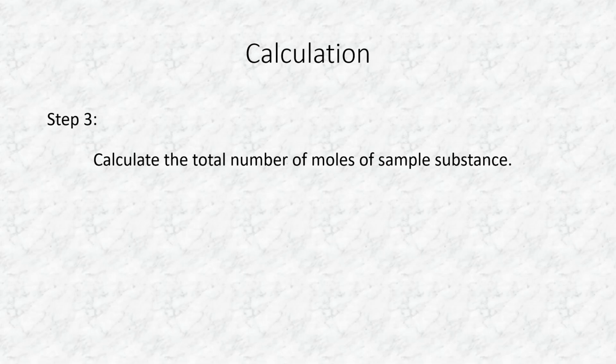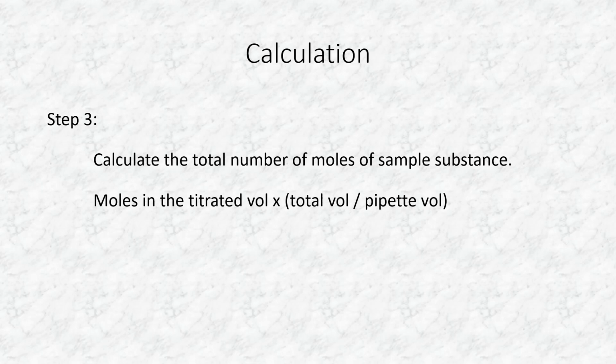The next step is to calculate the total number of moles of sample substance. What's the number of moles of the sample within the bulk sample that you pipetted from? So this is in the volumetric flask. That number of moles is the moles in the aliquot and the titrated volume multiplied by the total volume divided by the pipetted volume. So if you had a 500 milliliter volumetric flask that you'd made the sample up in, and you'd pipetted a 25 milliliter aliquot, then this calculation is the number of moles that you calculated in step 2 times that 500 milliliters divided by 25, the aliquot volume.